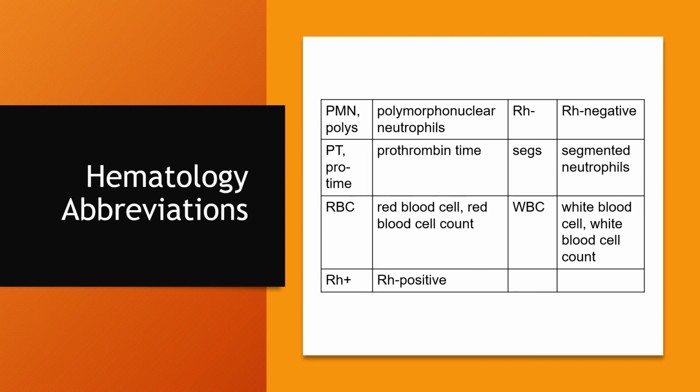PMN or polys is polymorphonuclear neutrophils. PT or protime is prothrombin time. RBC stands for red blood cell or red blood cell count. Rh plus stands for Rh positive, which is the type of antigens that might be present on your blood cells. And Rh minus stands for Rh negative. Segs stands for segmented neutrophils. And WBC stands for white blood cell or white blood cell count.